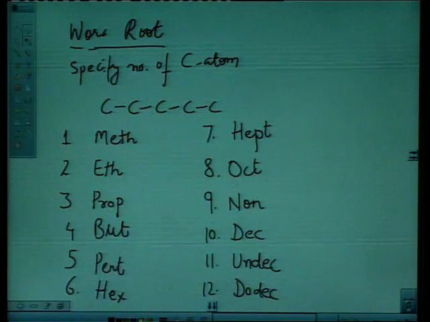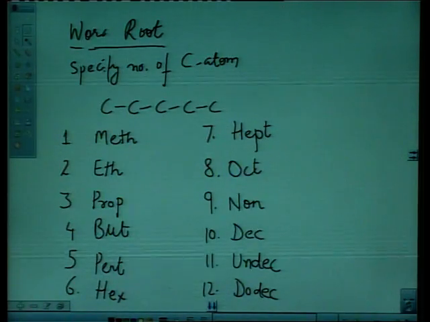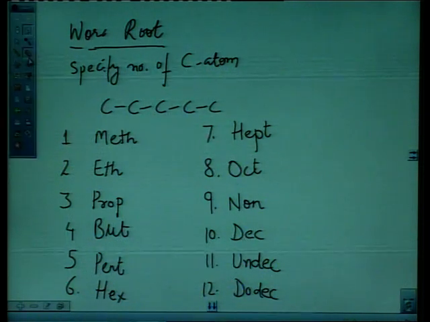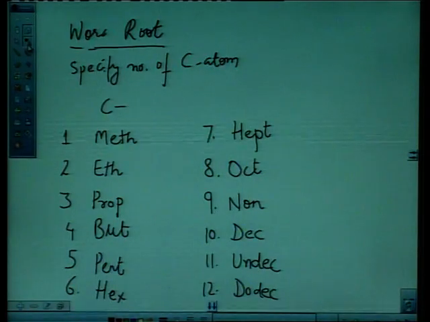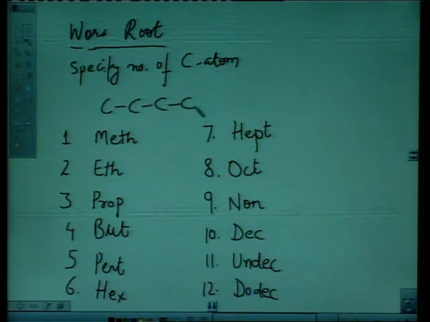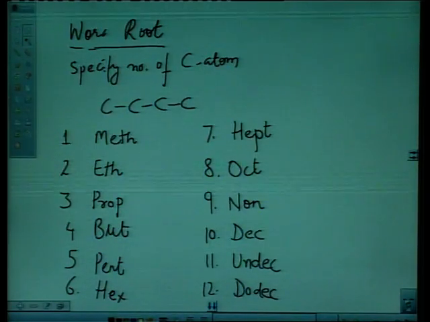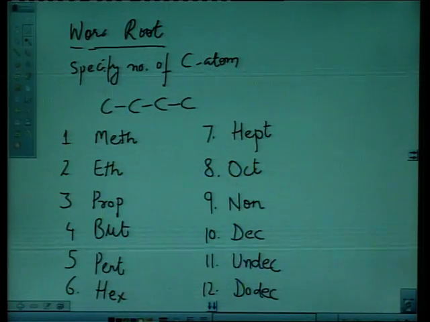So it is necessary to give names to the compounds. If there are two carbons in the chain, the word root is eth. If there is one carbon, the word root is meth. If 4 carbons, the word root is but. So according to the number of carbon atoms, we give the word root for that carbon number. Next is suffix.